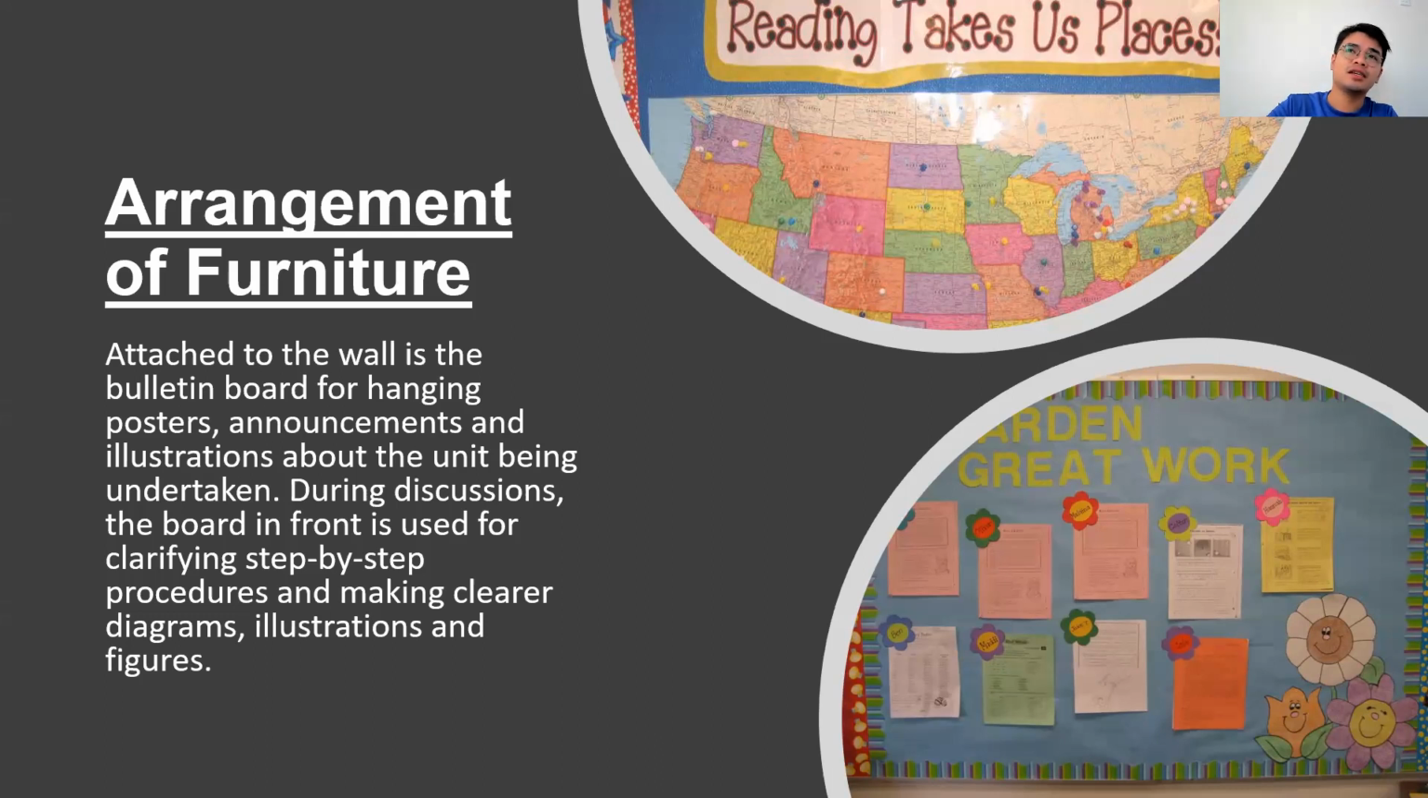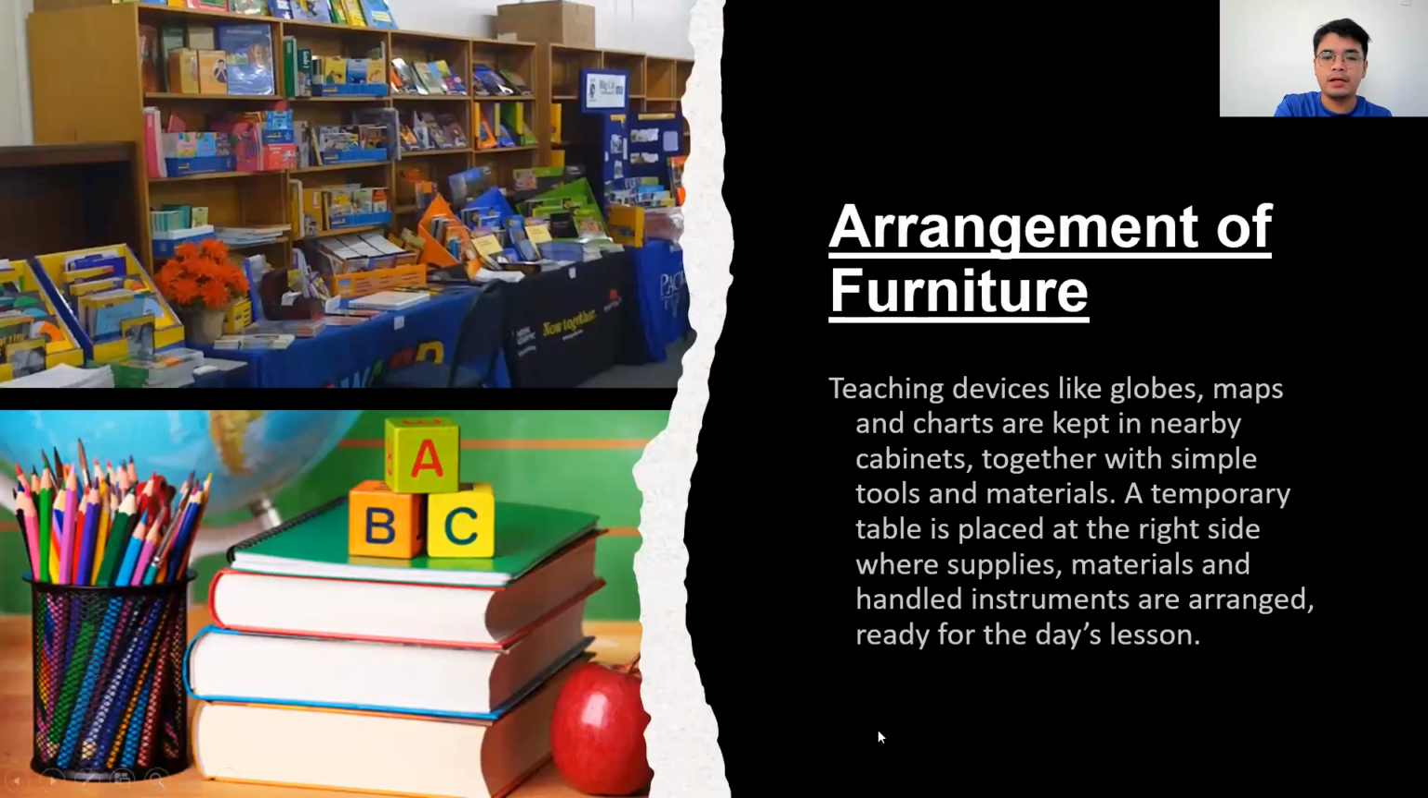So, ang traditional setup ay yung mga upuan nasa gitna, tapos yung table nasa harap, classroom shelves nasa gilid, tapos may mga bulletin boards sa wall. Okay? Nasa wall. Okay. The teaching devices like globes, maps, and charts are kept in nearby cabinets together with simple tools and materials. So a temporary table is placed on the right side where supplies, materials, and handheld instruments are arranged ready for the day's lesson.